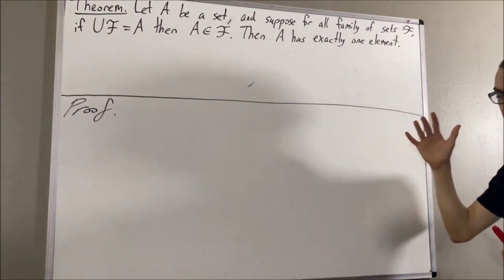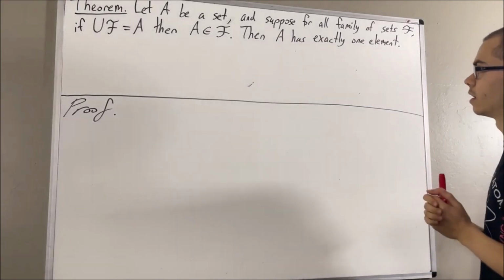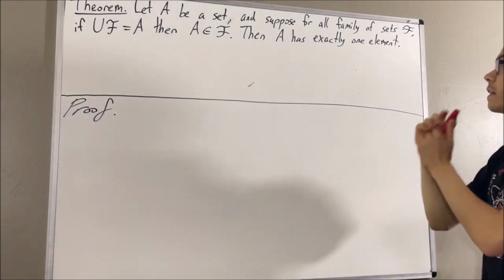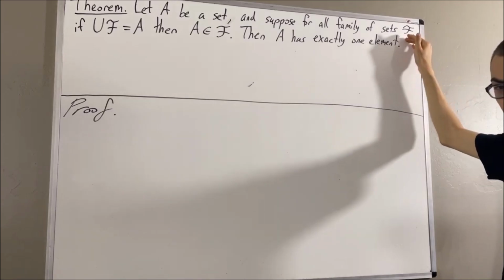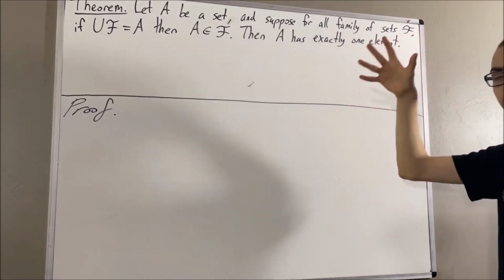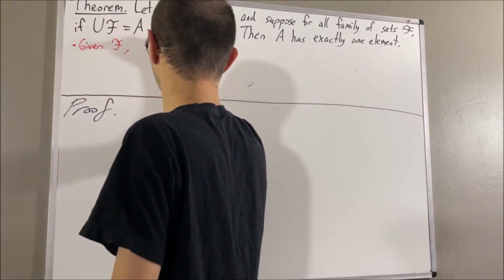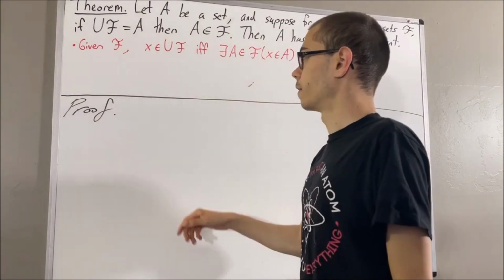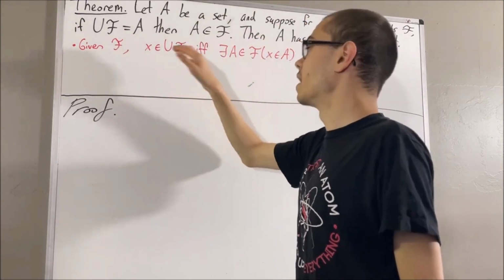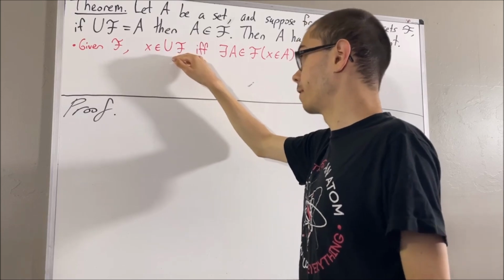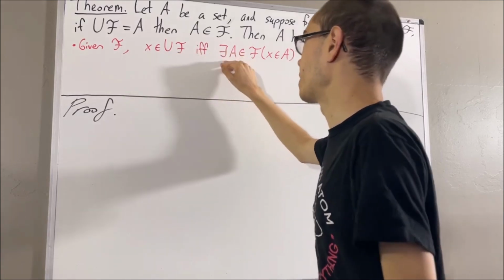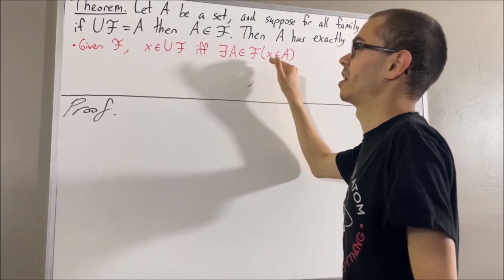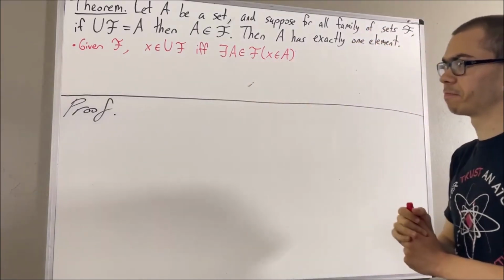Now, before we get into the proof, let's get a little bit of context. To start, if we recall, given any family of sets F, the union of F works in the following way. If X is any object, then X is an element of the union of F is equivalent to saying that there is some set A in F such that X is an element of A.